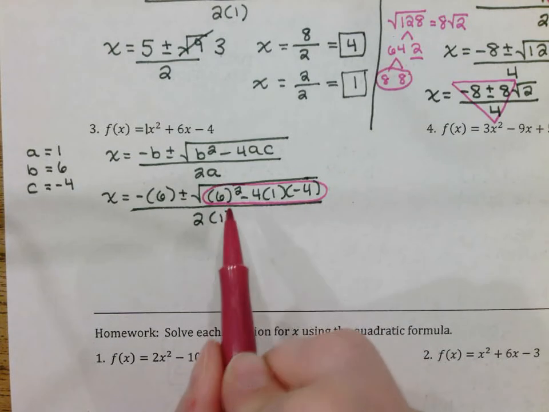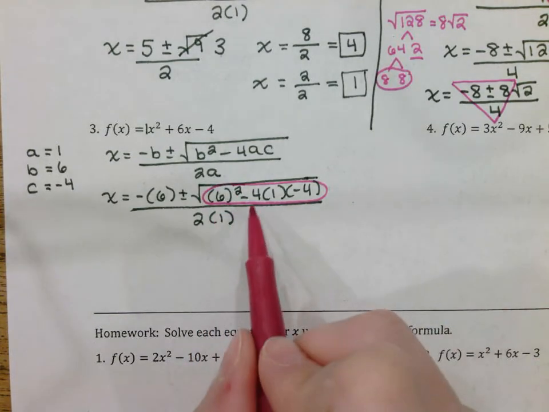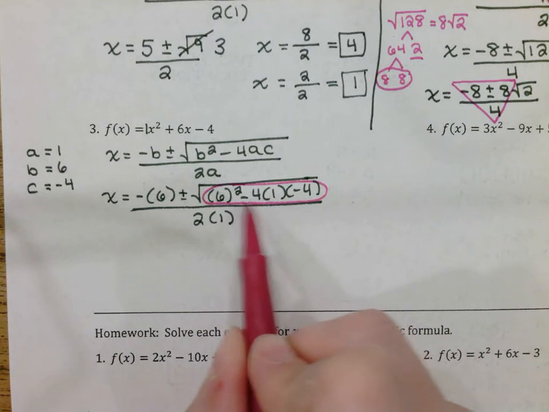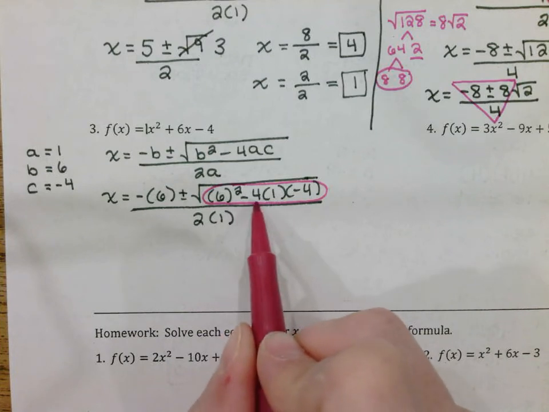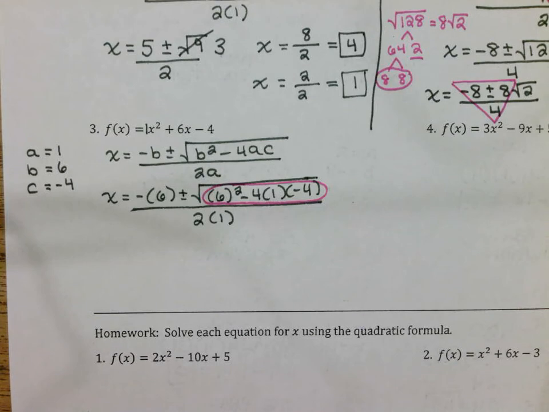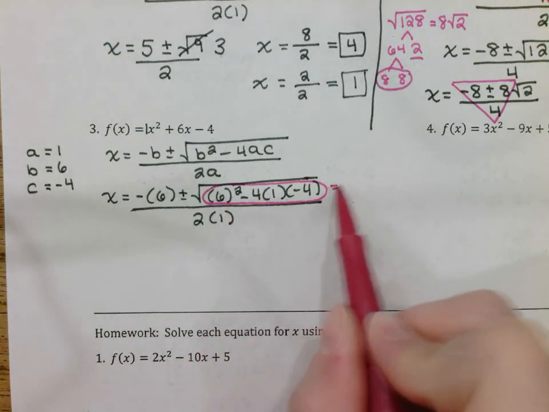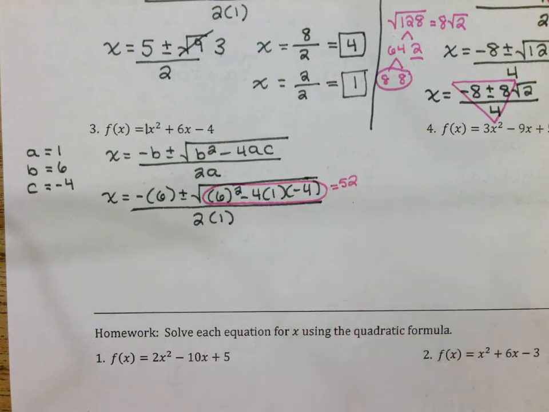So I would just go ahead and plug this into my calculator. 6 squared is 36. Let's see, we have negative 4 times 1 times negative 4. That gives us a positive 16. So 36 plus 16 is going to be 52. I'll just plug it in my calculator. Just don't have one on hand right here.